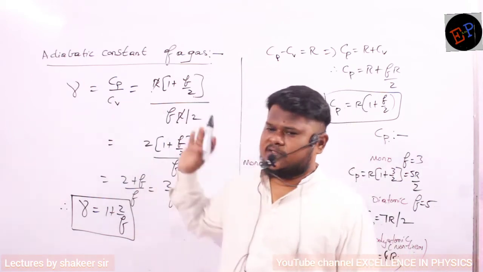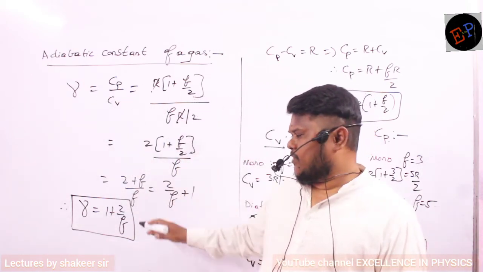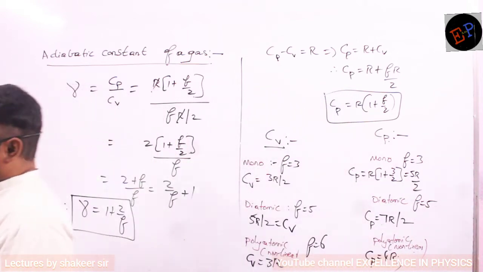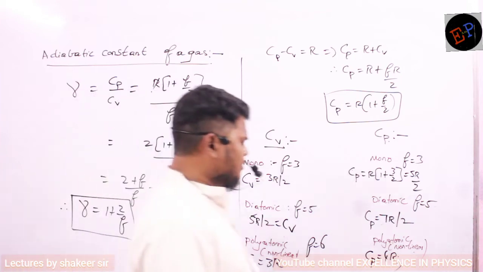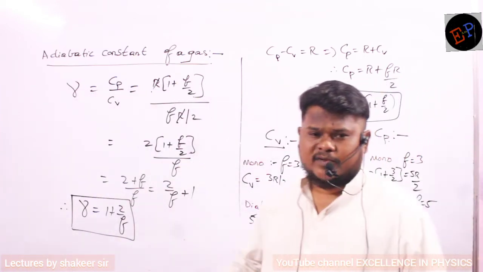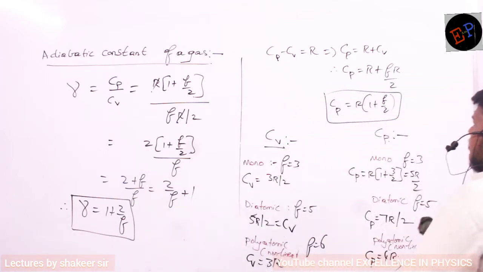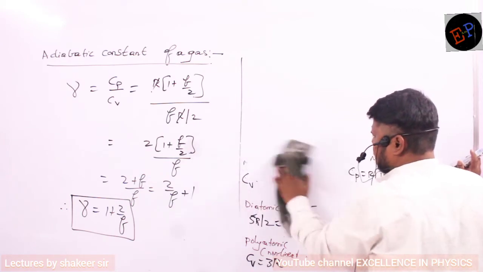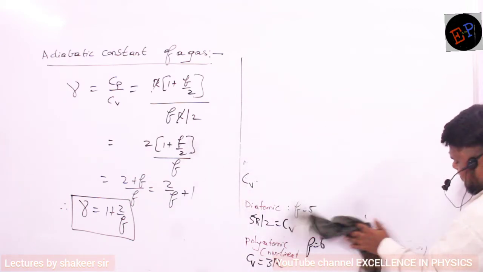So gamma is Cp by Cv, but in terms of degrees of freedom, it is 1 plus 2 by F. Now the gamma value changes for monoatomic, diatomic and triatomic gases, because F has different values in the 3 types of gases. So let us calculate the gamma value for monoatomic, diatomic and triatomic gases.